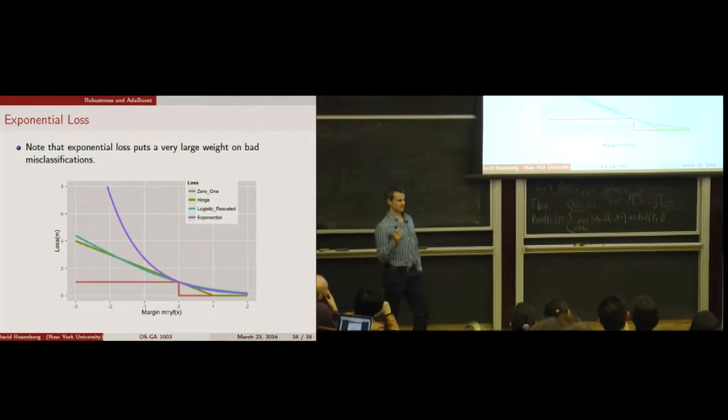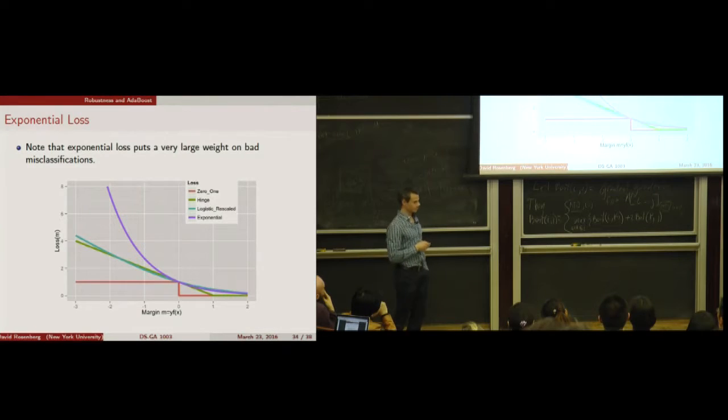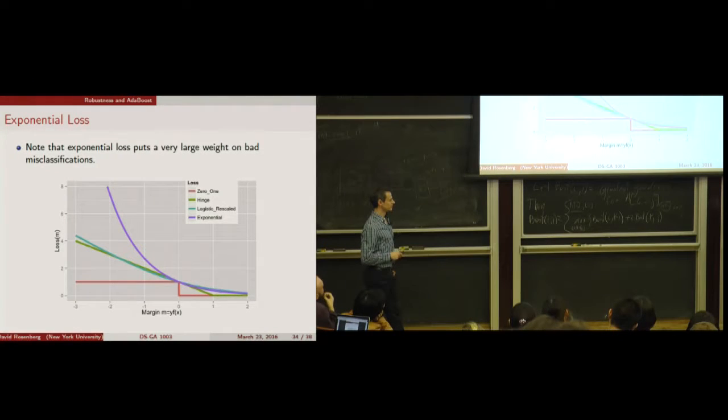Okay, it penalizes heavily to the outliers. I agree. What's going on here? So let's remember what the margin thing is. What's going on to the right of the margin, right of zero here? Correctly classified, great. And to the left of zero is incorrectly classified.